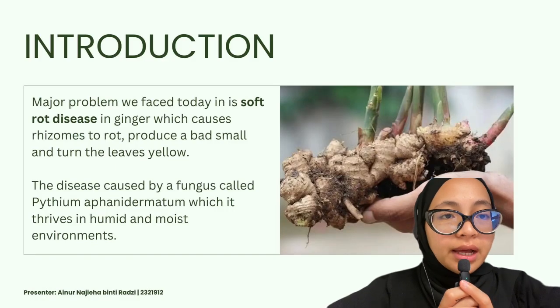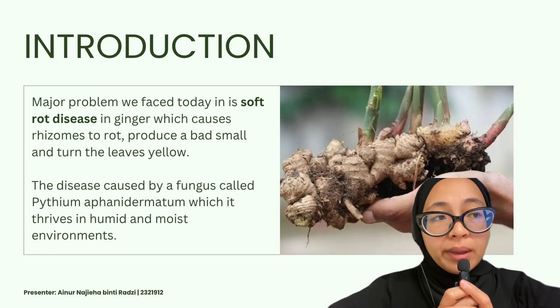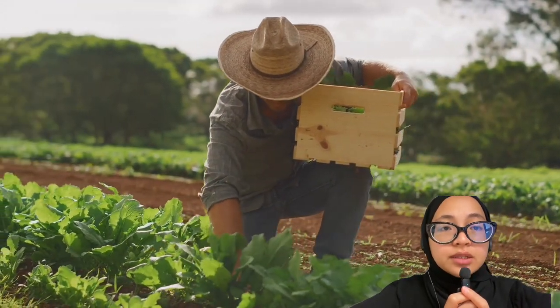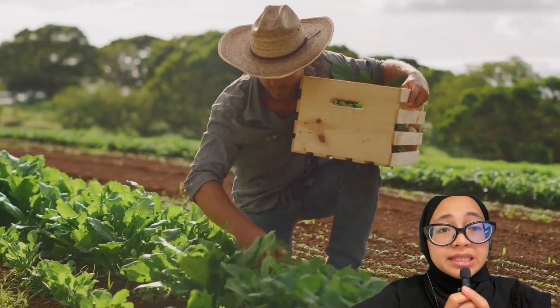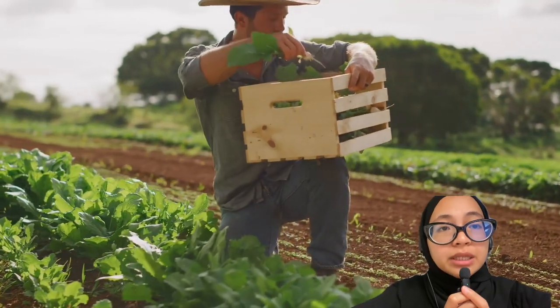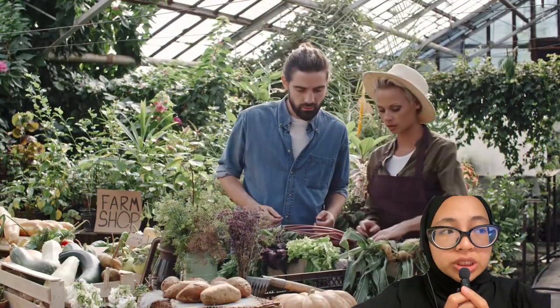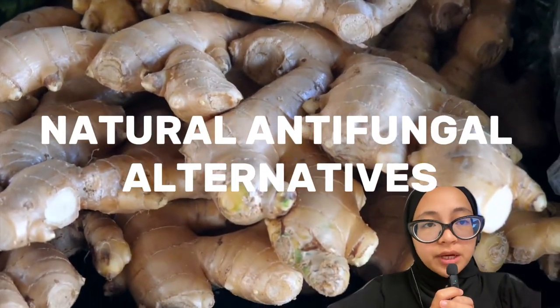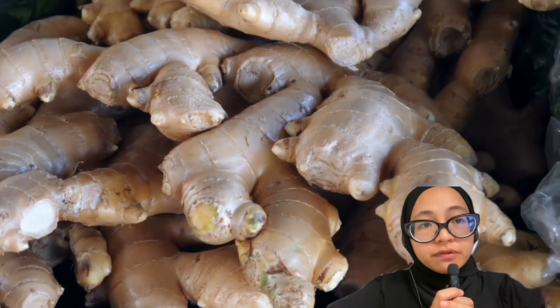The key factor behind this problem is the secretion of NEP1 proteins by the fungus. Those proteins damage plant cell membranes, causing tissue death. Currently, farmers rely on chemical fungicides to avoid this problem. But excessive use of chemicals can lead to environmental pollution, health risks, and the emergence of resistant fungal strains. That is why this study aims to find eco-friendly, natural antifungal alternatives, particularly flavonoids and terpenoids from plants.